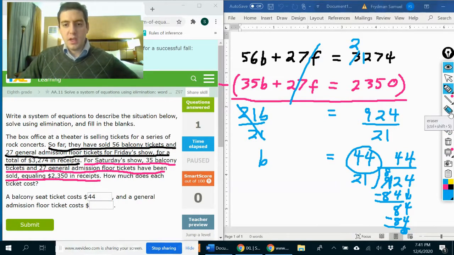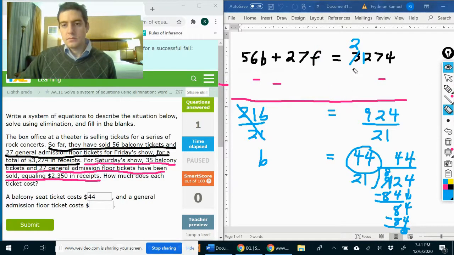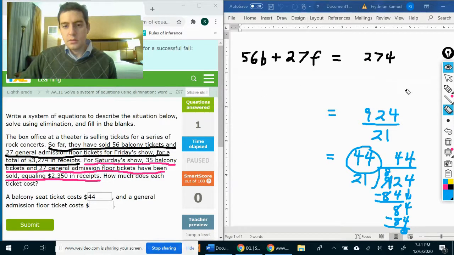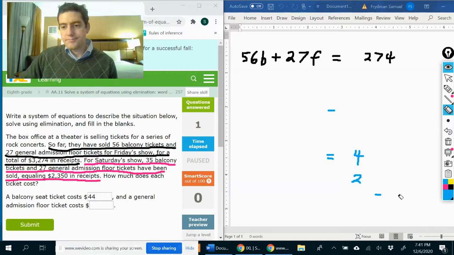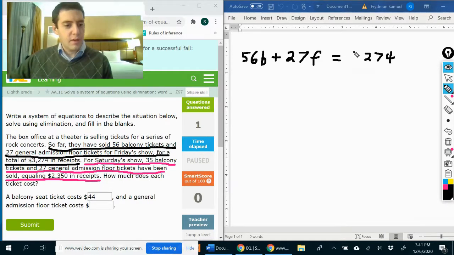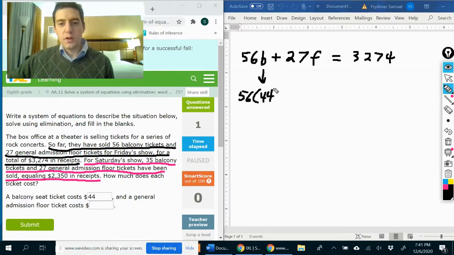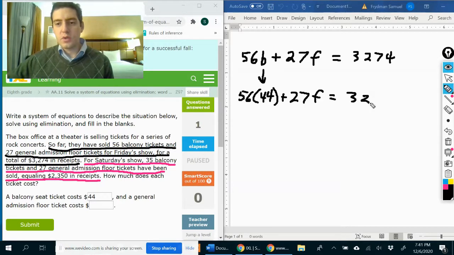So let's go ahead and I'll just plug it into the first one. That was a 3 there, right? Okay, that was a 3, I believe. 3,000, yeah. Okay, so let's plug 44 in for B here. So we have 56 times 44 plus 27F equals 3,274. So 56 times 44.